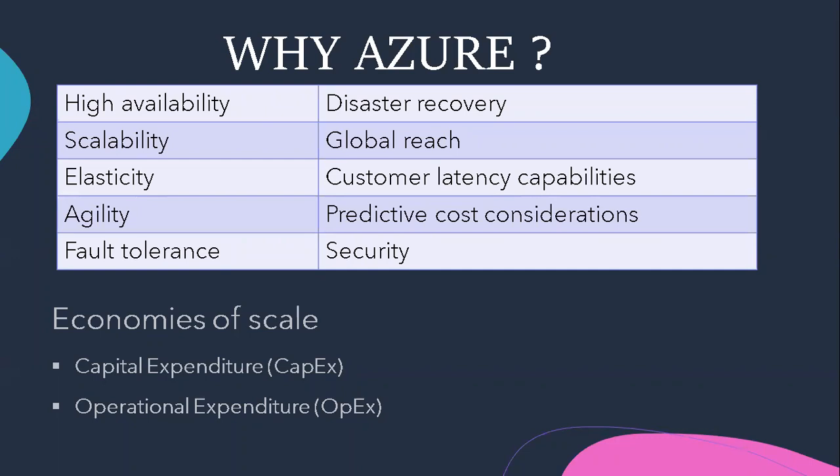Highly elastic. Maybe I was running my application server in just one machine. If the traffic is increasing, I can run the same application on 50 machines. I can run the same application on 500 machines. So highly elastic in nature.